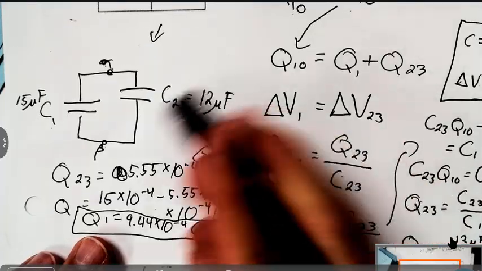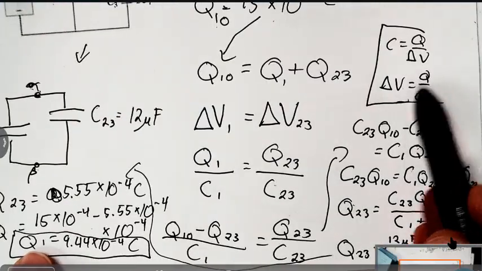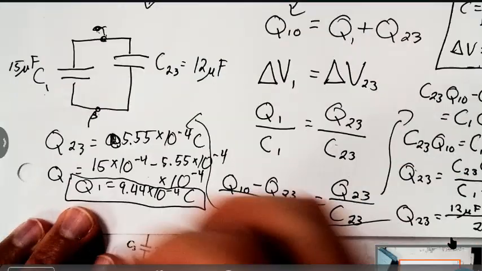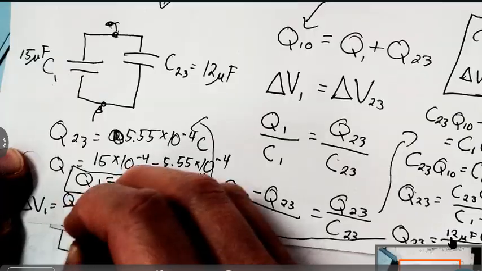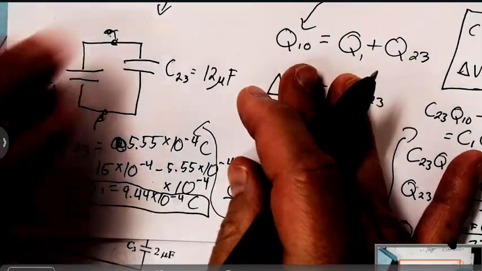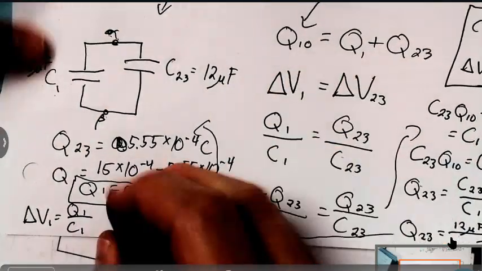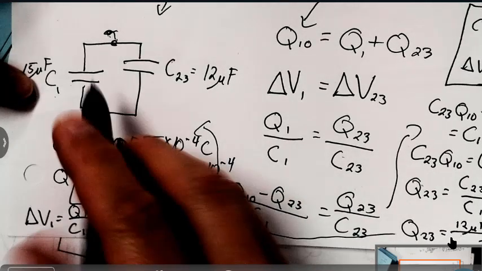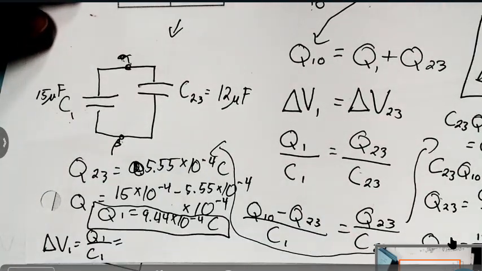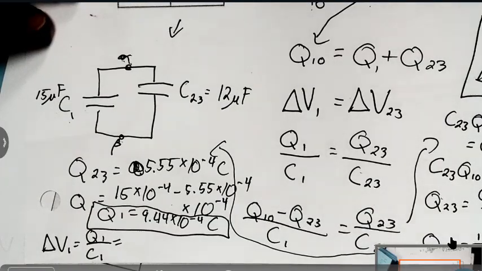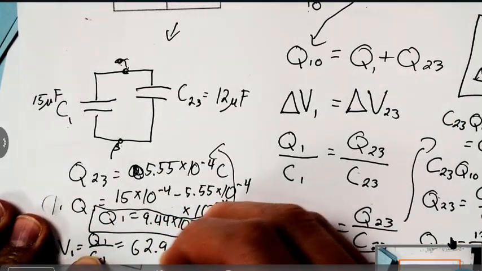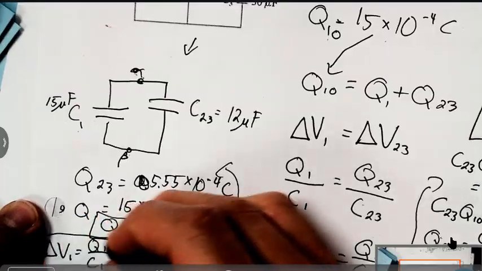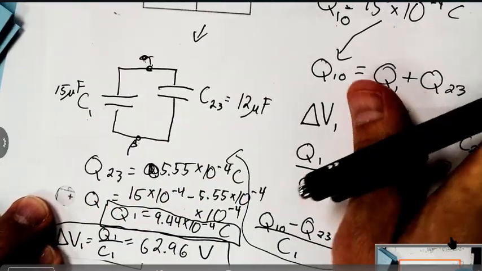That also gives me the potential difference, because potential difference is Q over C. So the potential difference across 1 is Q1 over C1. Okay. So 9.44 divided by this 15 to the minus 6th power, and you get 62.96 volts. Okay. So that got me one thing. I got Q1 and delta V1.